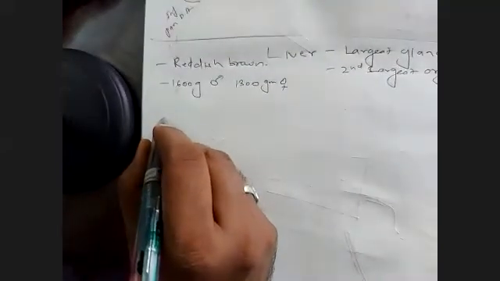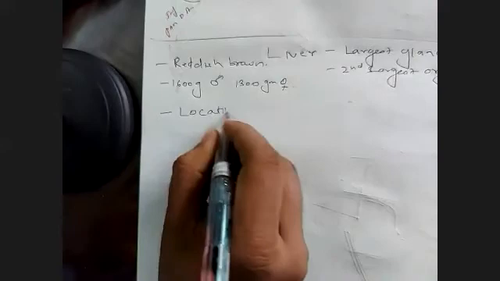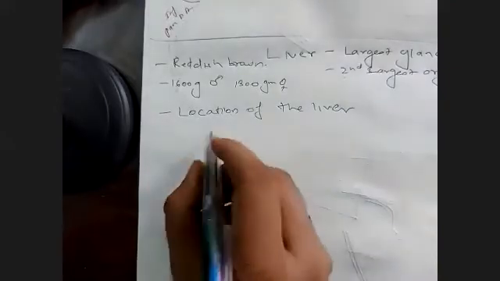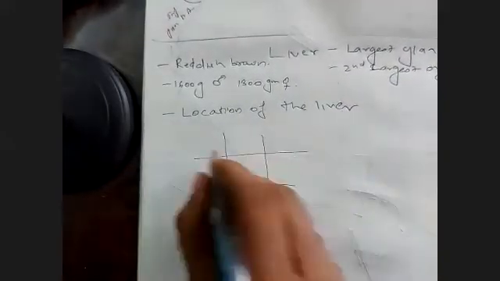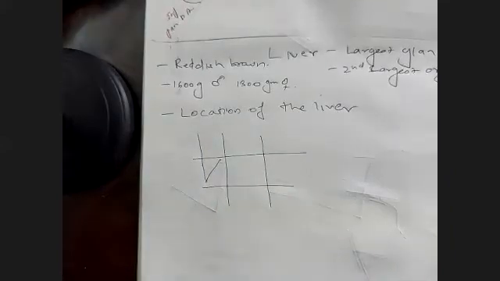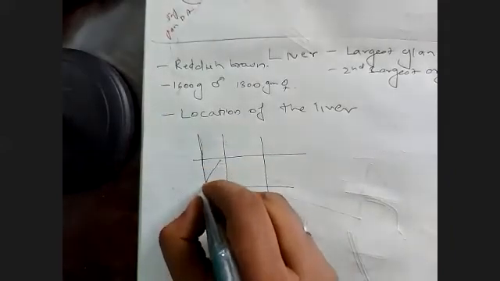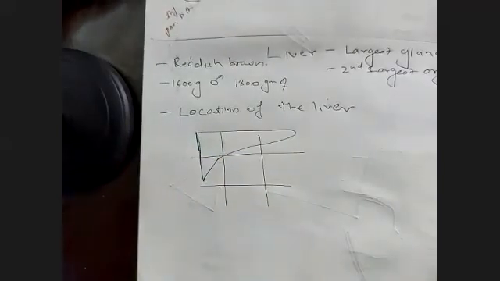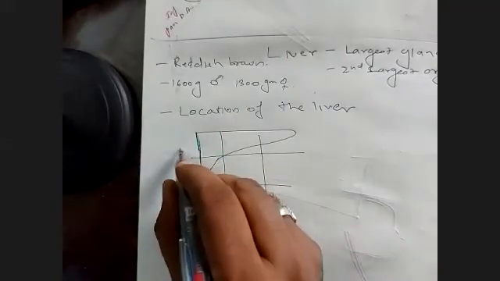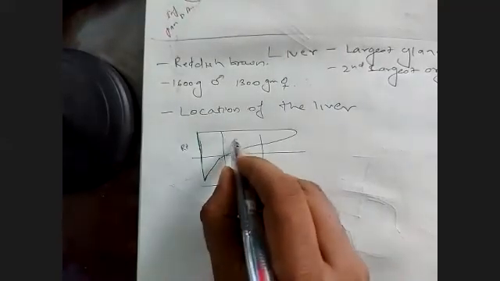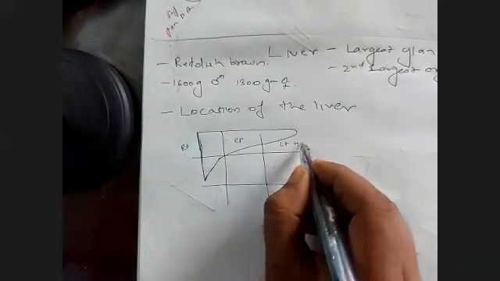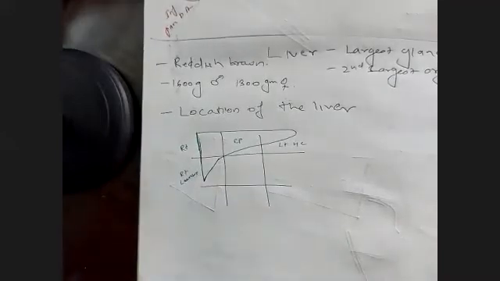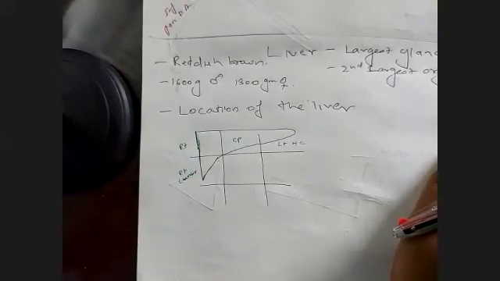Now let us talk about the location of the liver. These are the 9 quadrants of the abdomen, and the location of the liver is like this. So it occupies the right hypochondriac, the epigastrium, the left hypochondriac, and the right lumbar region. It occupies 5 regions, so we understand how large it is.